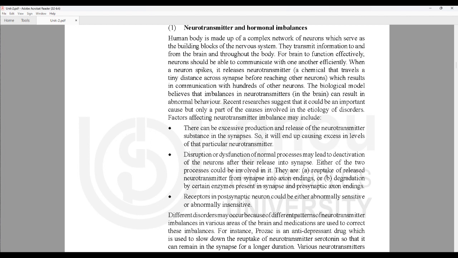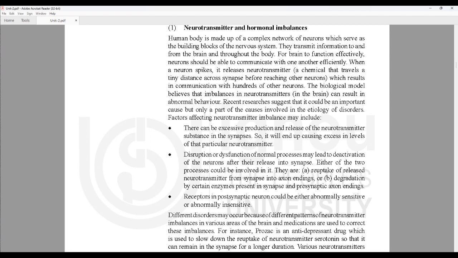1. Neurotransmitter and hormonal imbalances. The human body is made up of a complex network of neurons which serve as the building blocks of the nervous system. They transmit information to and from the brain and throughout the body. For the brain to function effectively, neurons should be able to communicate with one another efficiently. When a neuron spikes, it releases a neurotransmitter, a chemical that travels a tiny distance across the synapse before reaching other neurons, which results in communication with hundreds of other neurons.